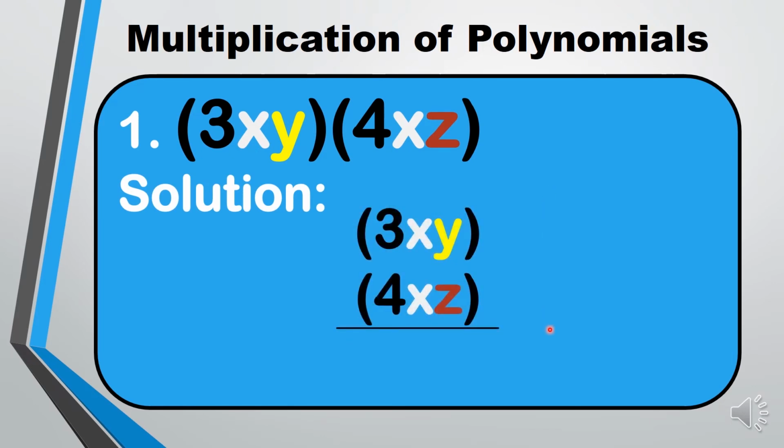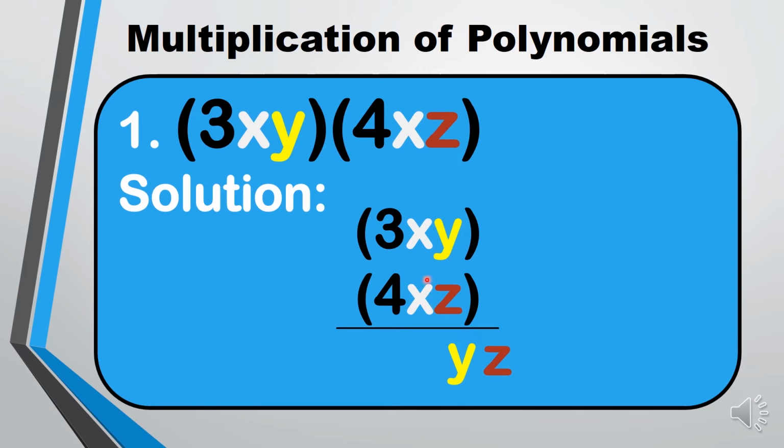3xy multiplied by 4xz. And then we are going to proceed to the multiplication of polynomials. Kung mapapansin ninyo, parehas monomial ang ating mga given. Magsisimula tayo sa ating variable z. Dahil wala namang katulad si variable z, ibababa lang natin siya. Ganon din si y. Tandaan, hindi natin pwedeng i-multiply ang mga terms kung hindi naman sila magkaparehas. Kaya kung wala silang kaparehas, ibababa lang natin ang ating mga variables.